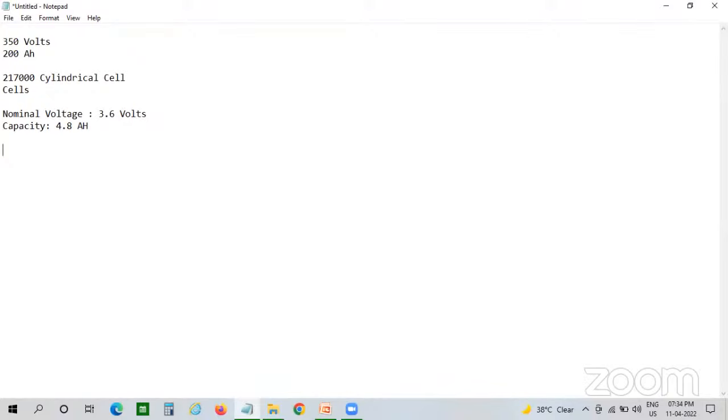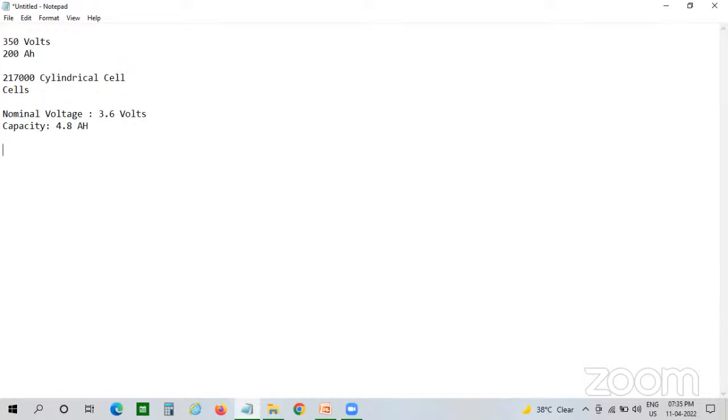I told you, we have the requirement of the battery pack, which is 350 volts and 200 Ah capacity. We selected a cell with a nominal voltage of 3.6 volts and a capacity of 4.8 Ah. Whenever you add cells in series, the voltage will add up, and when you add cells in parallel, the capacity will add up, right? So I have to achieve 200 Ah capacity by adding this 4.8 Ah capacity of each individual cell.